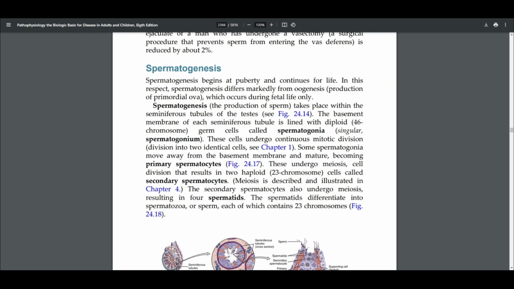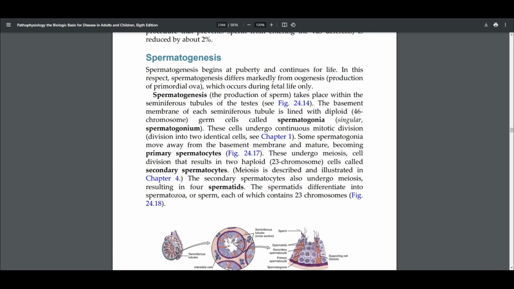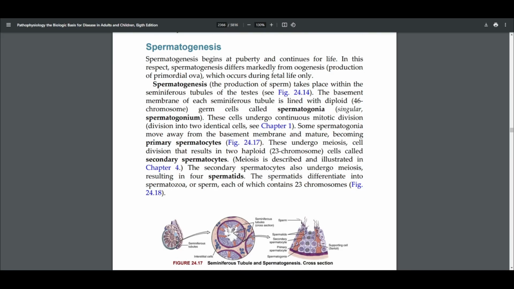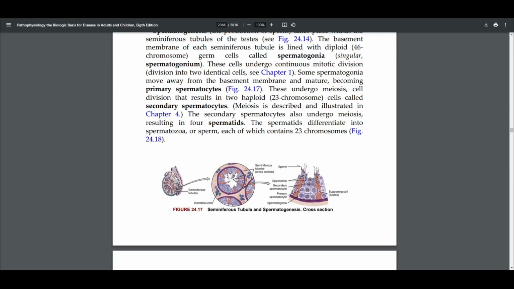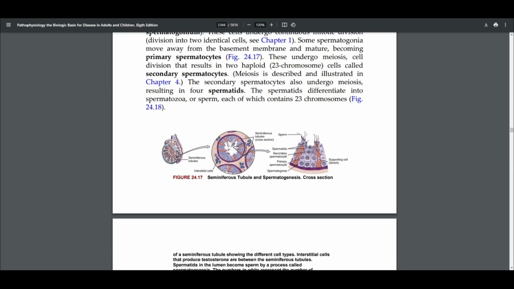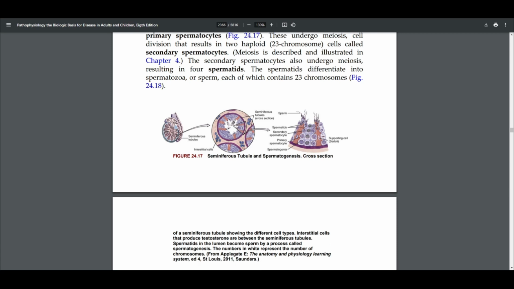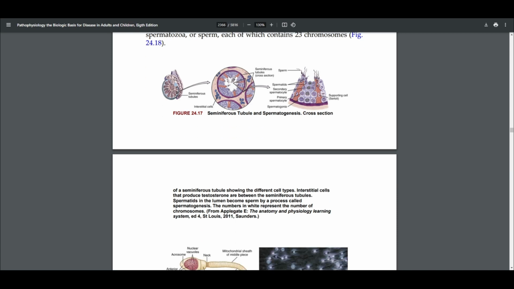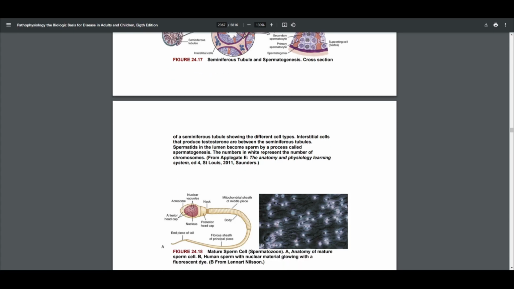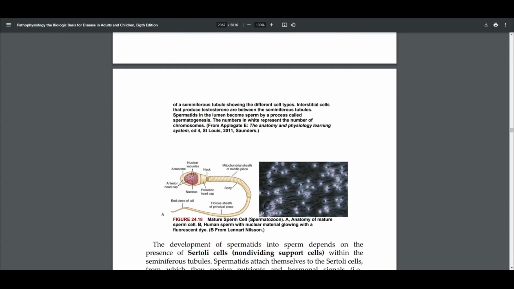Some spermatogonia move away from the basement membrane and mature, becoming primary spermatocytes. These undergo meiosis, cell division that results in two haploid cells, called secondary spermatocytes. The secondary spermatocytes also undergo meiosis, resulting in four spermatids. The spermatids differentiate into spermatozoa, or sperm, each of which contains 23 chromosomes. So here you're taking a look at the seminiferous tubule and spermatogenesis. And then you're taking a look at a picture of mature sperm cells.